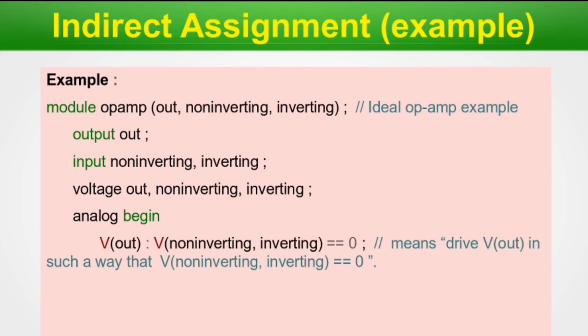Here V out is such that V non-inverting and inverting is equal to 0. So this means drive V out in such a way that the voltage between the inverting and non-inverting inputs is equal to 0. We close the analog block by end, and we close the module with end module. So guys, here we have just seen the indirect assignment example for an ideal op-amp. So this is one use. Let's move on to the next slide.